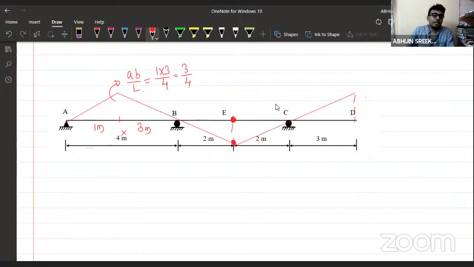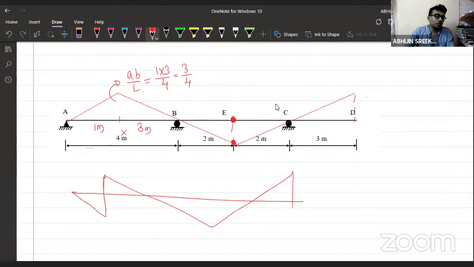Similarly, if you want, you can draw the ILD for that shear force as well. It will be somewhat like this. I'm not going to draw it, but you can think about it and draw it. I'm leaving it for you.